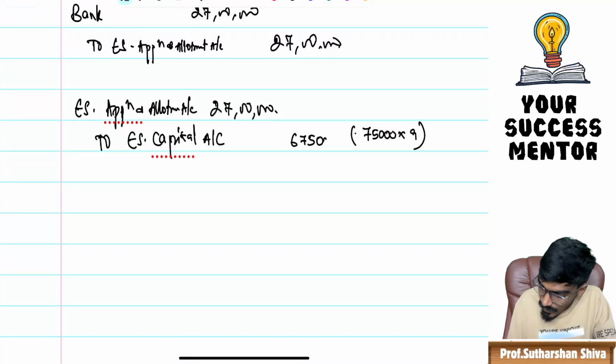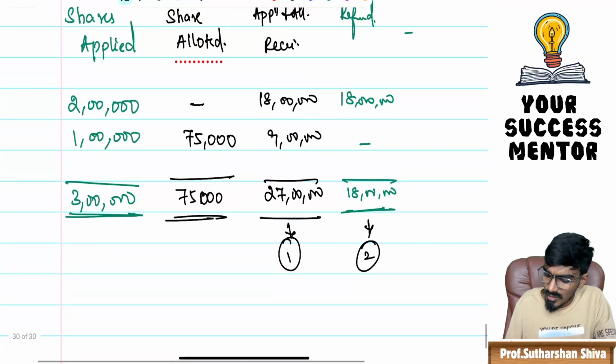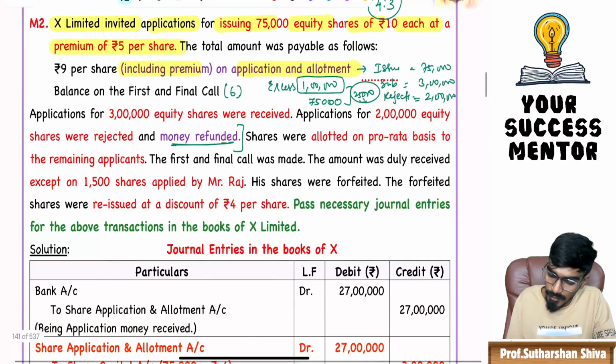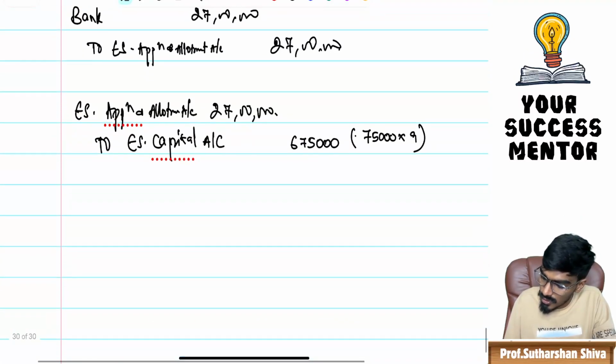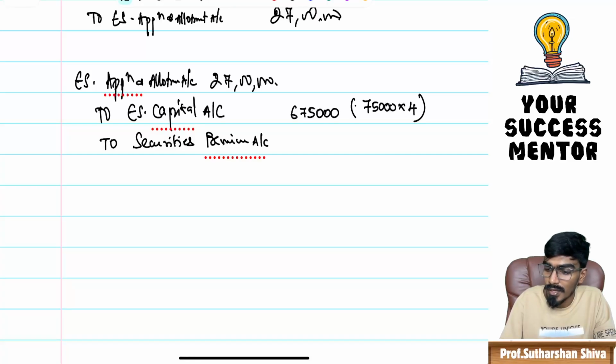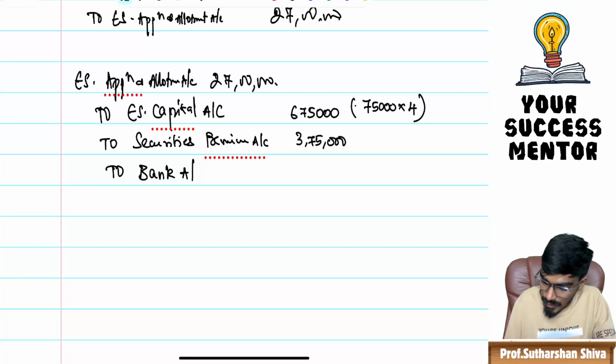75,000 into 9 will bring you 6 lakh 75,000? No, sir, 4 only, because here securities premium is involved, including premium. Here also it's a premium question. No, it's 5 rupees premium, right? So equity share capital to the extent of 4 rupees will be transferred and the remaining will be transferred to securities premium account, to the extent of 75,000 into 5, which will bring you 3,75,000. And how much is in excess? Refunded to bank account. You are going to refund the entire 18 lakh.